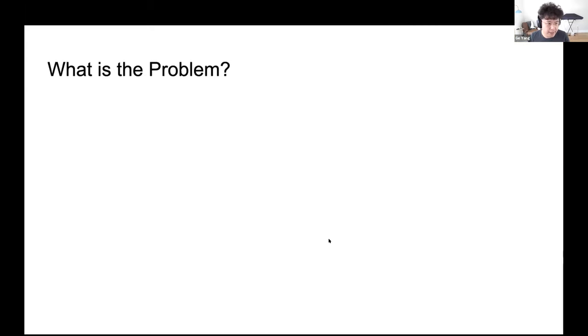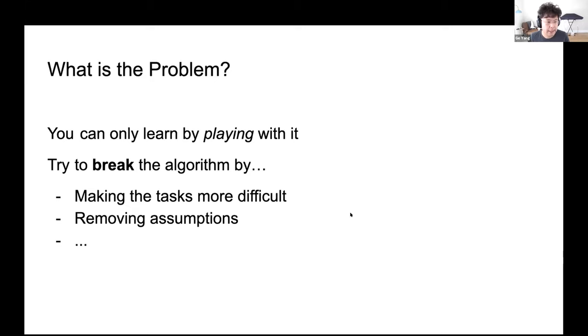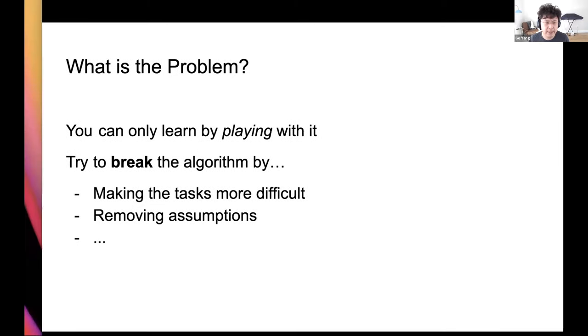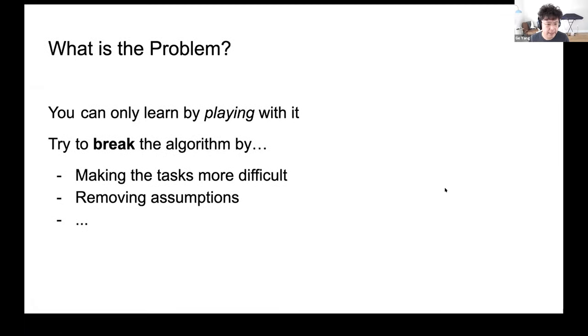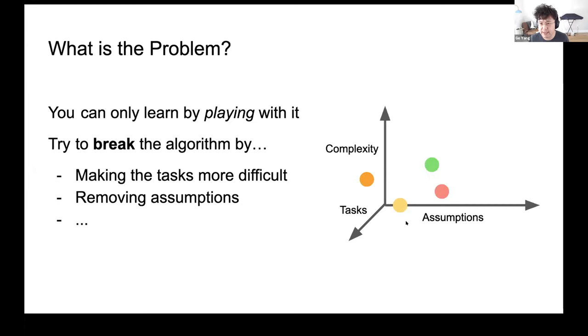So we ask this question, what is the problem? The best way to understand the problem is to play with the algorithms. One of the shortcuts to getting closer to the answer of what the problem is, when you play with the algorithm, is to try to break it through different axes of increasing difficulty. Depending on the domain, there are different axes of increasing difficulty that you can introduce. Here I'm going to give a few examples that are more relevant to reinforcement learning.